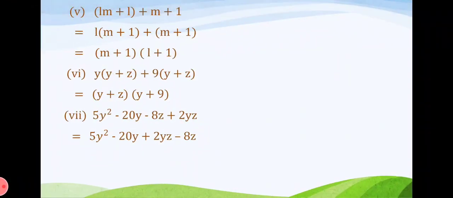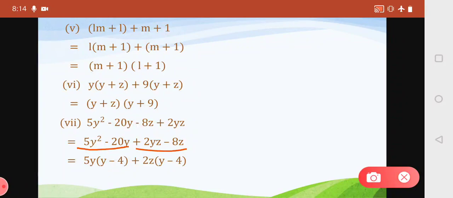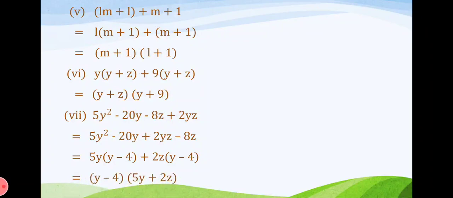and the remaining we will write in the bracket. So for solving further, from the first group we have taken out 5y common, so 5y into y minus 4, and from the second group we have taken out 2z common, so we will be left with minus sign as it is, and 2z into y minus 4. Again we can see that y minus 4 is the same in both the terms, so we will take y minus 4 out as common, and we will write y minus 4 into 5y plus 2z. So the factorization of the given expression is y minus 4 into 5y plus 2z.